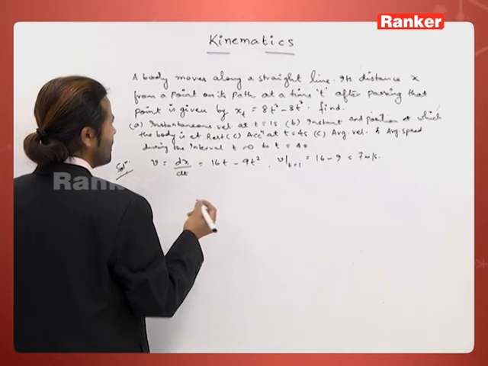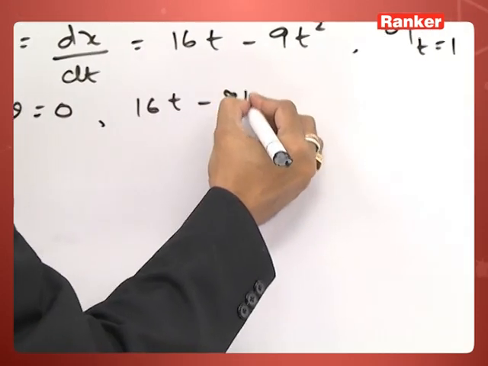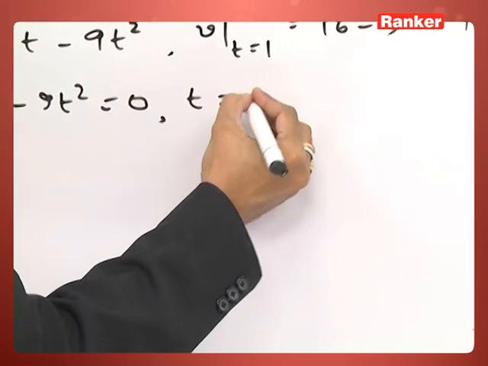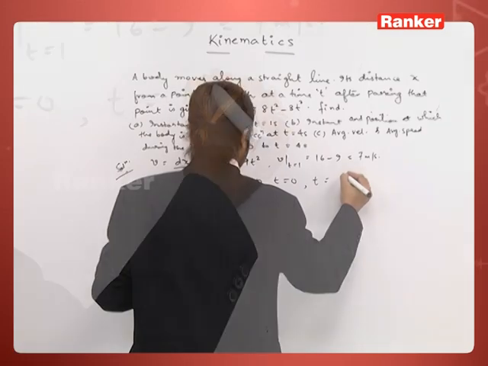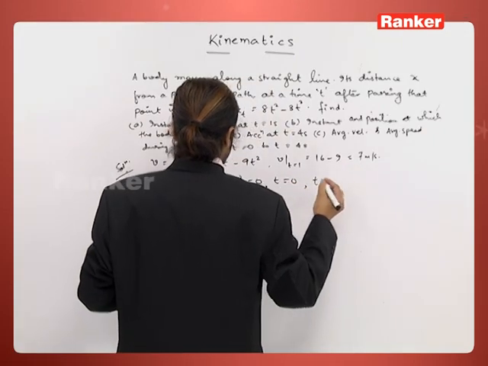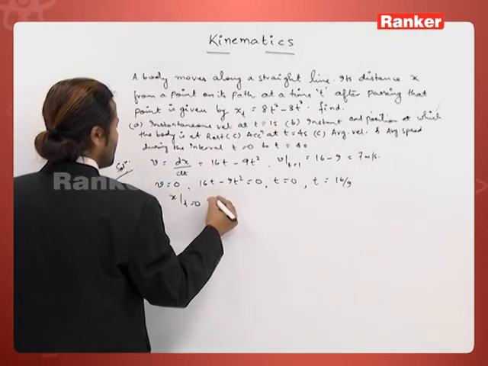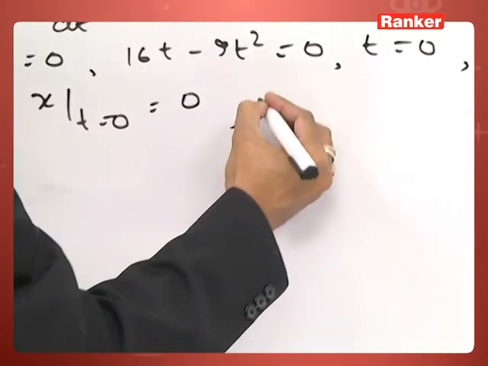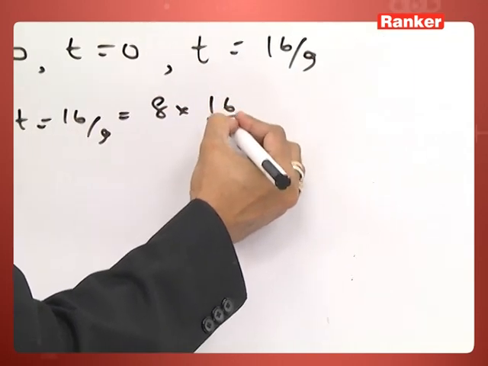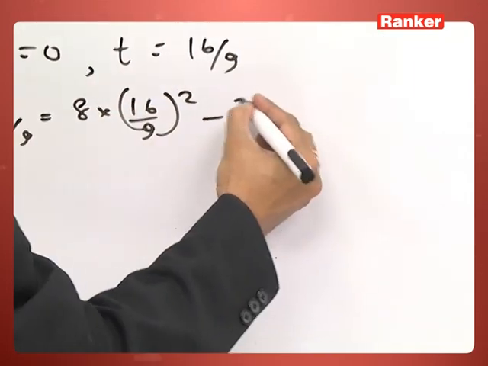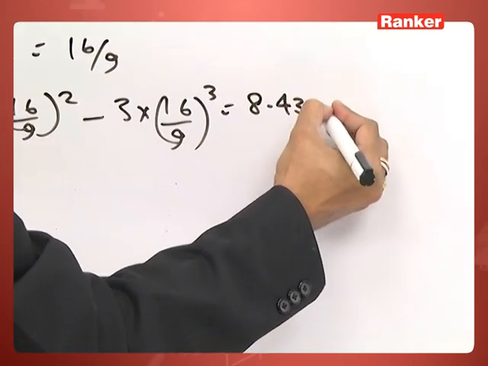Instant and position at which the body is at rest. So v is equal to 0. So I will write 16t minus 9t square is 0. So t is equal to 0 or t is equal to 16 by 9. So x at t equal to 0 is 0, and x at t equal to 16 by 9 will be 8 into 16 by 9 square minus 3 into 16 by 9 whole cube. This approximately comes to 8.43 meter.